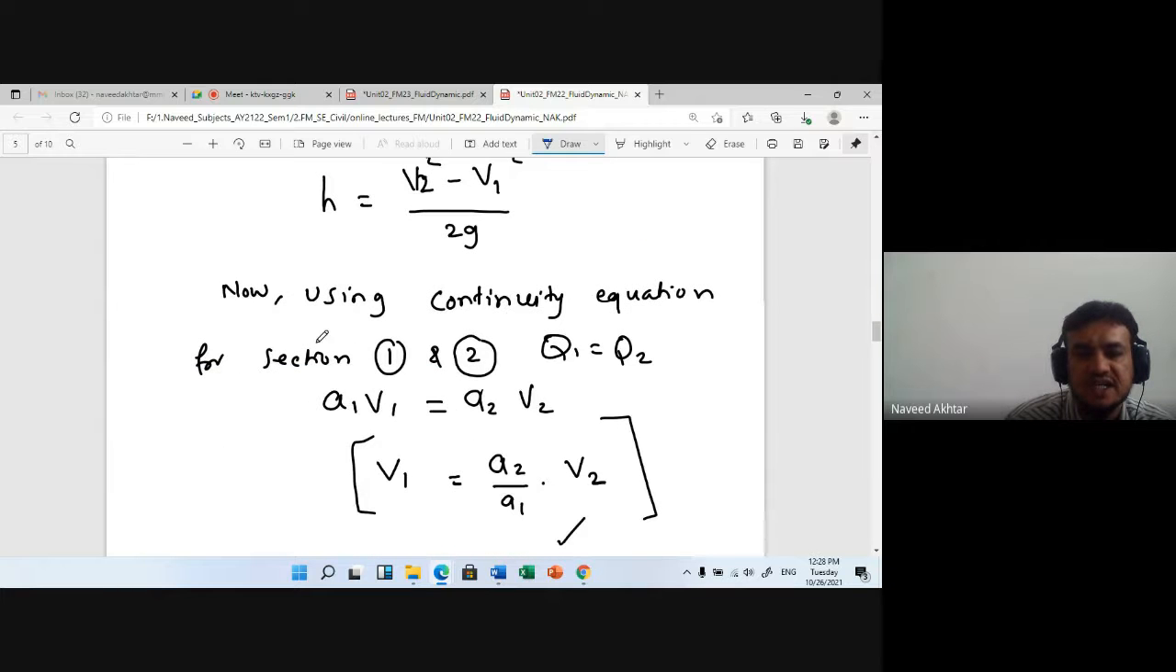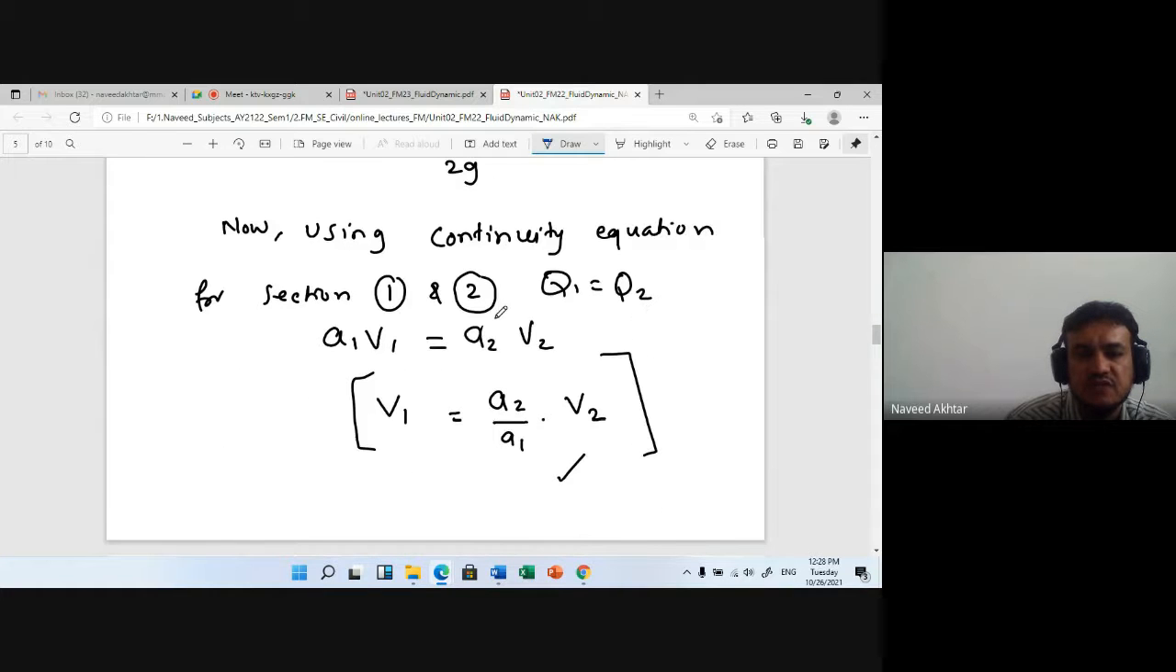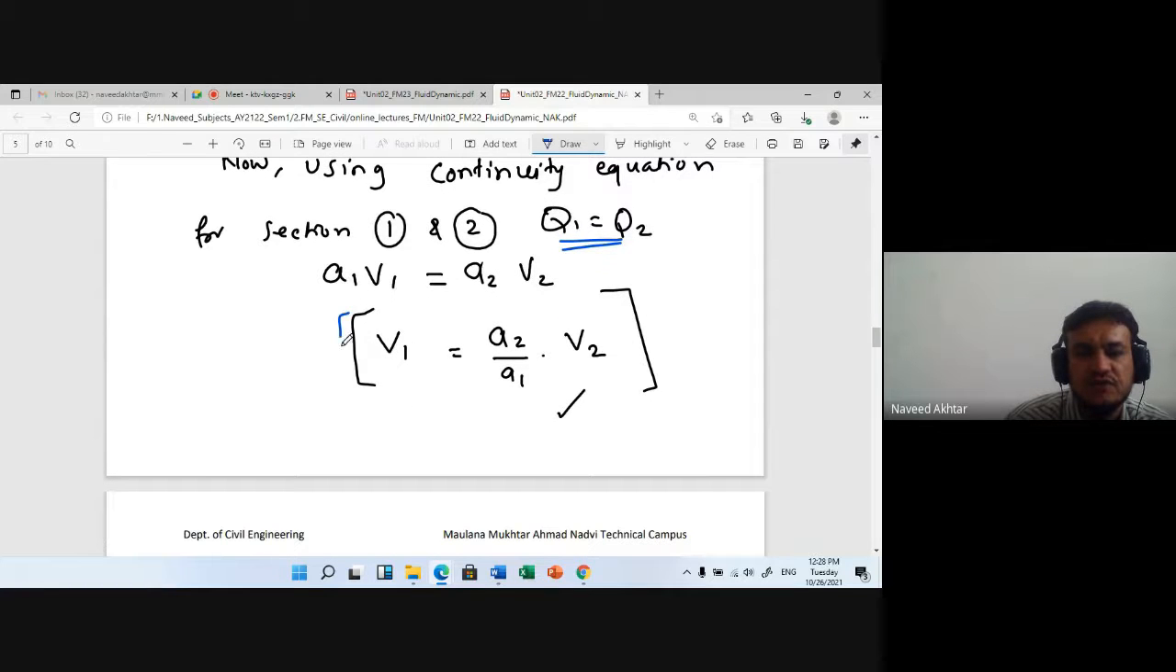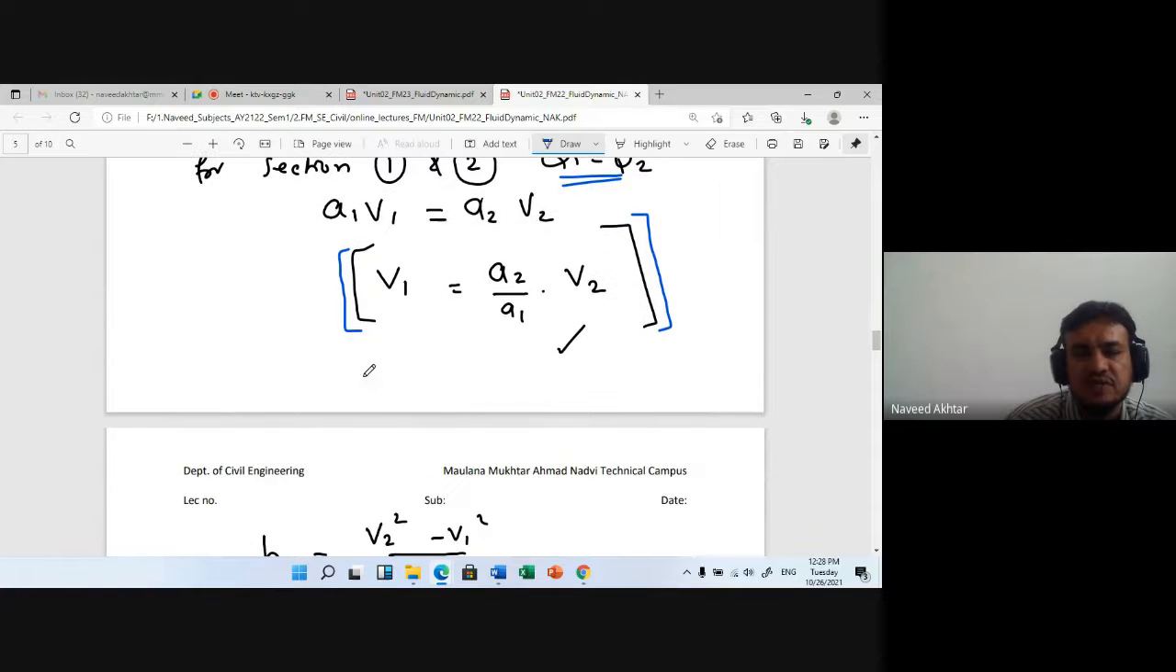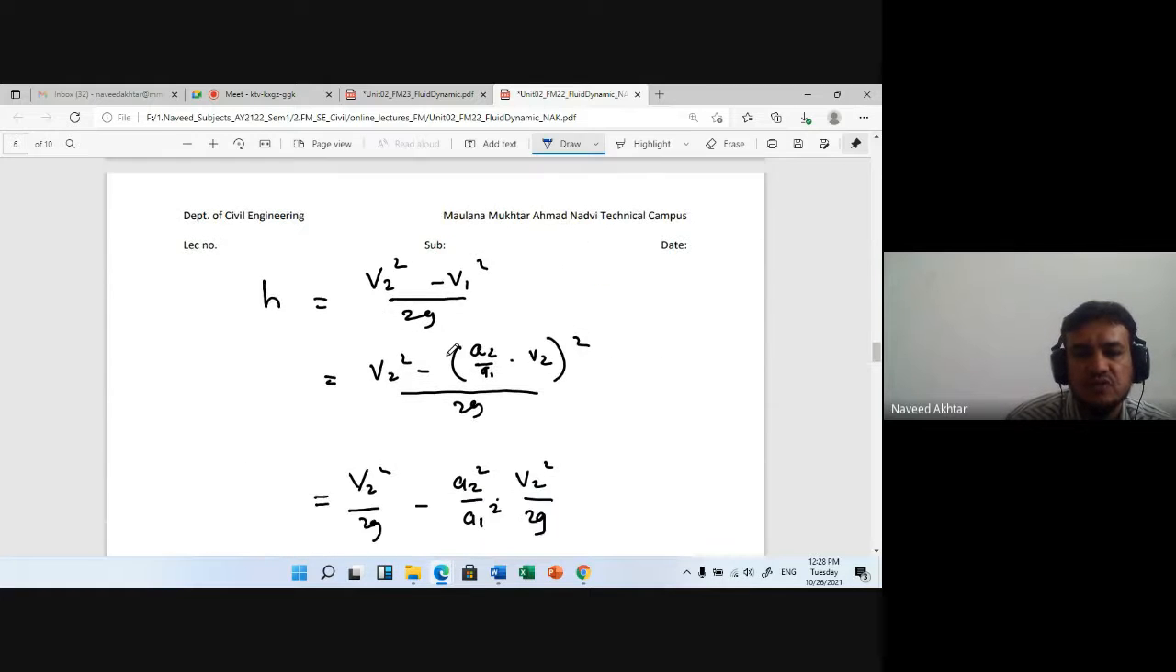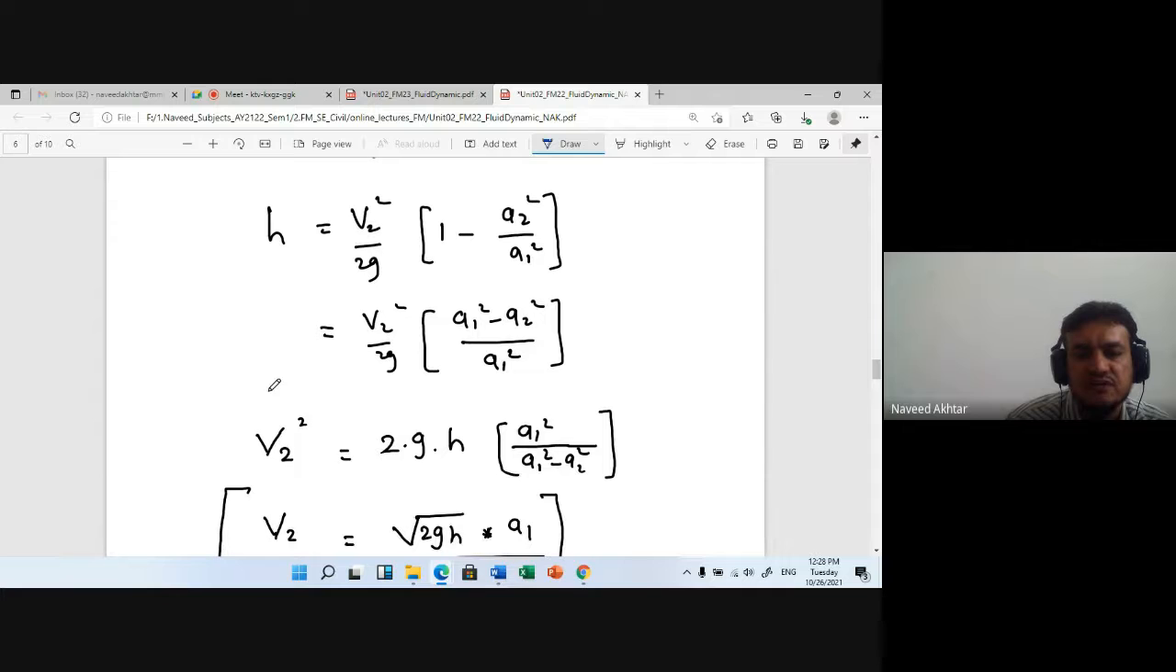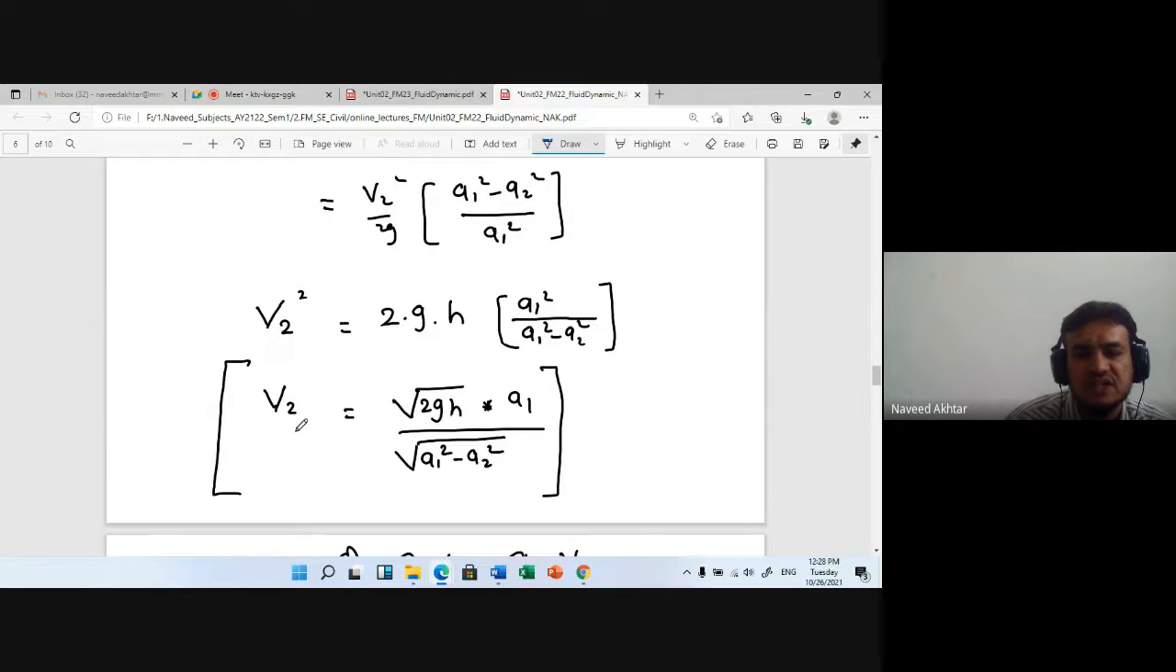Now using the continuity equation for sections 1 and 2, the discharge at 1 and 2 are the same. So A1 V1 is equal to A2 V2. You can write it in terms of V1 or V2 in the equation. I will write it in terms of V1. V1 is nothing but A2 upon A1 into V2. You put the value and you can easily find the value of V2.